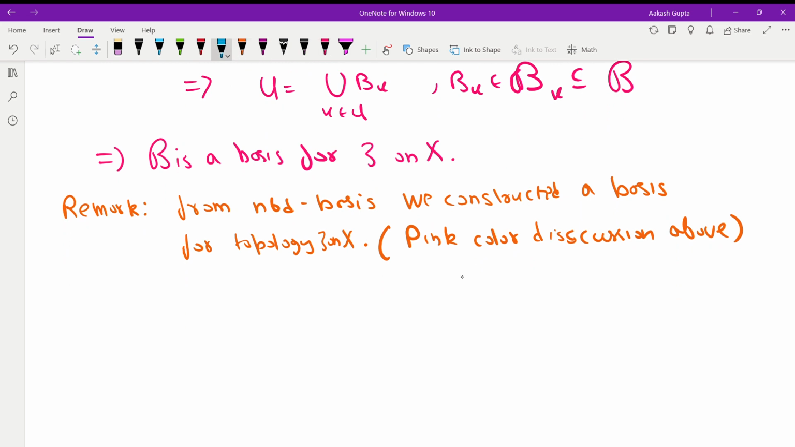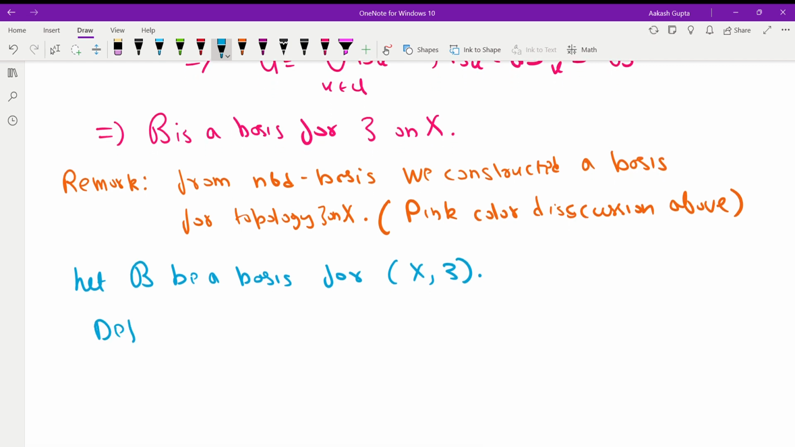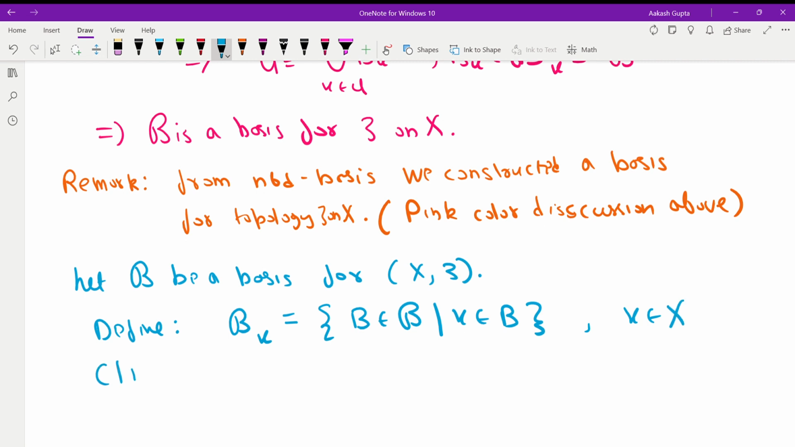Now what I'm going to do is let script B be a basis for this topological space X. Now let us define something. Define script B suffix x to be all B in script B such that x belongs to B. So I have a basis now, and I am collecting all sets in that basis which contain the point x. Define this for x in X. What should be my claim, guys? My claim is script B suffix x is a neighborhood basis for the point x in X, right?